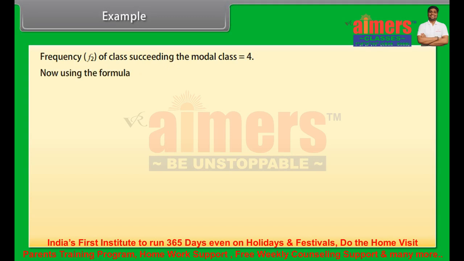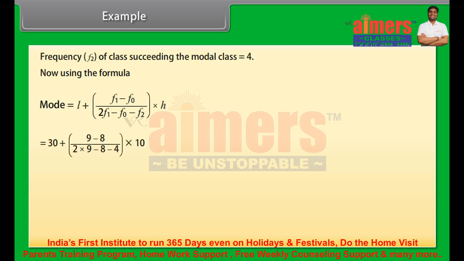Now, using the formula given below, L plus F1 minus F0, that is divided by 2F1 minus F0 minus F2, multiplied by H. We will find the mode as 30 plus 9 minus 8 by 2 into 9 minus 8 minus 4, into 10, equals 30 plus 10 by 6, which equals 30 plus 1.67 equals 31.67.